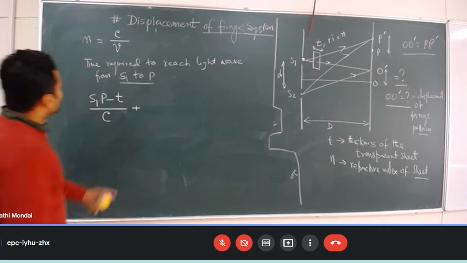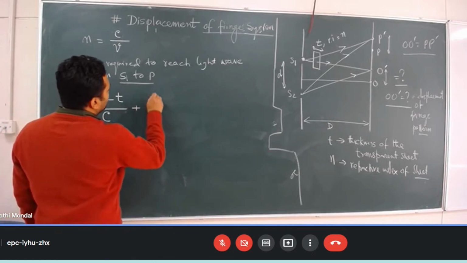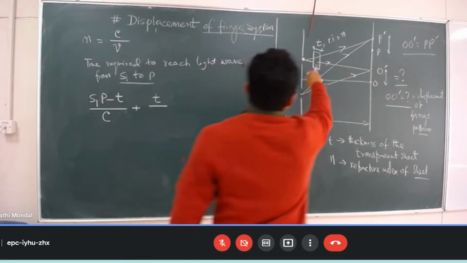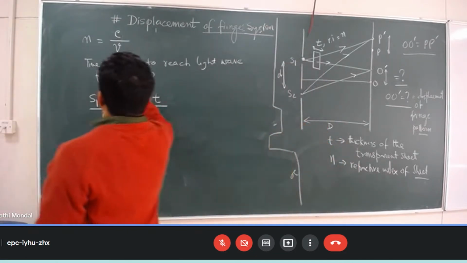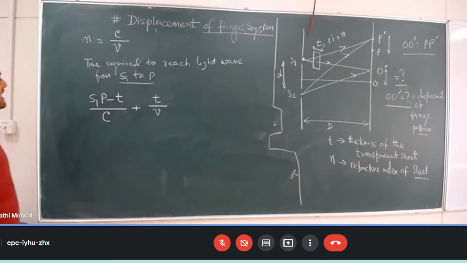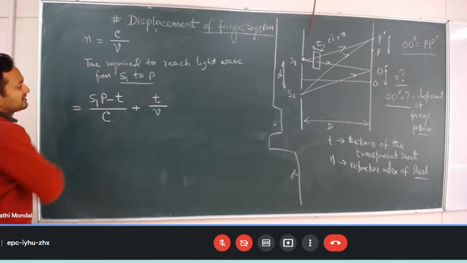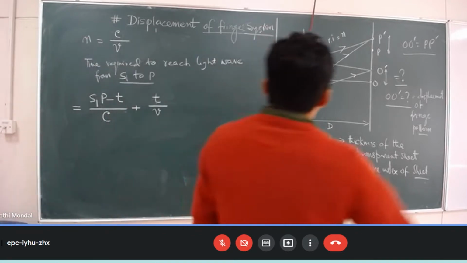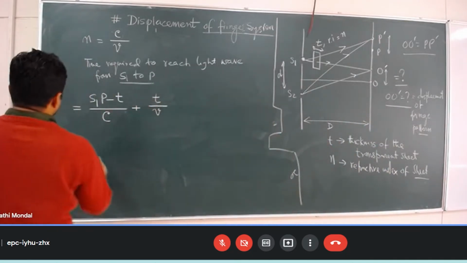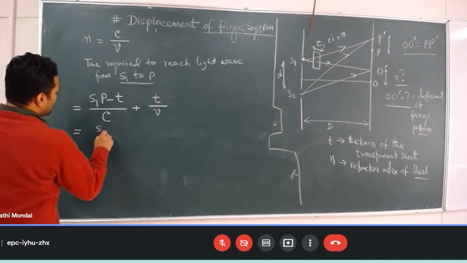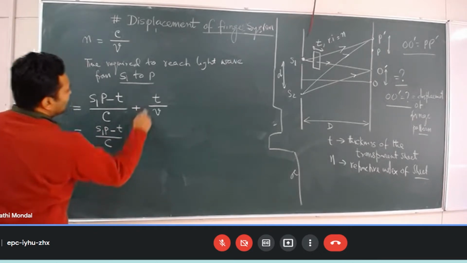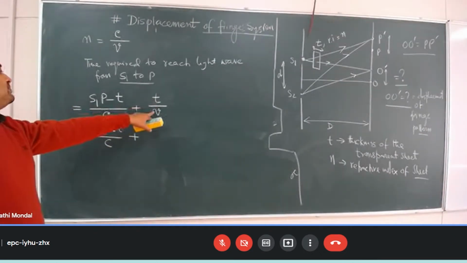So similarly, in thickness T, the light was traveling through the film whose refractive index is A, and velocity is V. So this is the total time it will take for the light wave to reach from S1 to P. Okay, so now we can calculate it. So S1P minus T divided by C plus, so now what does V mean?